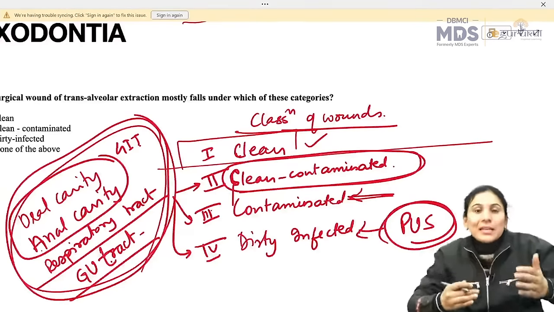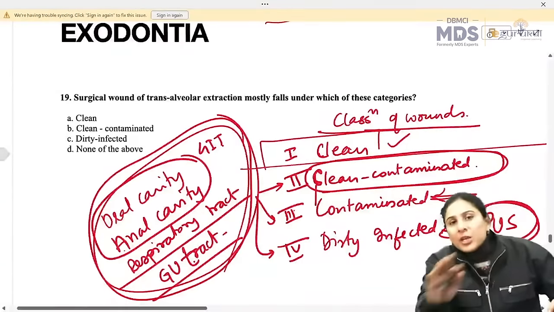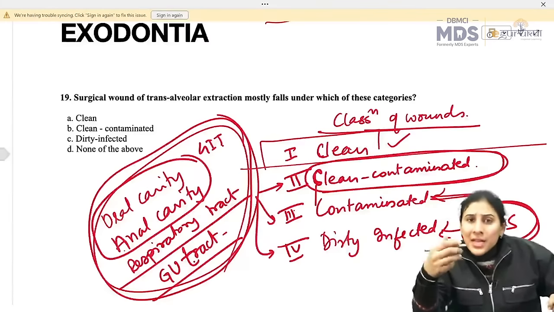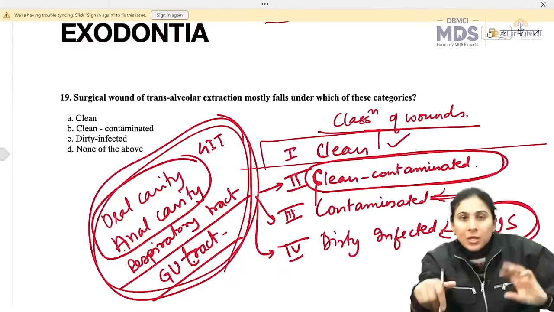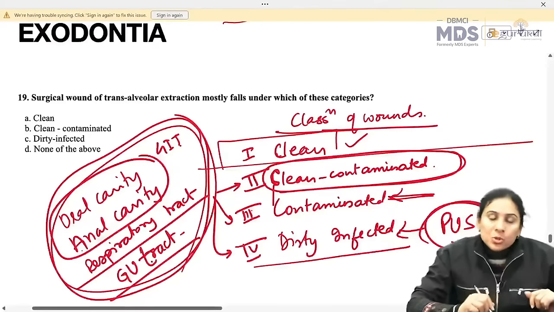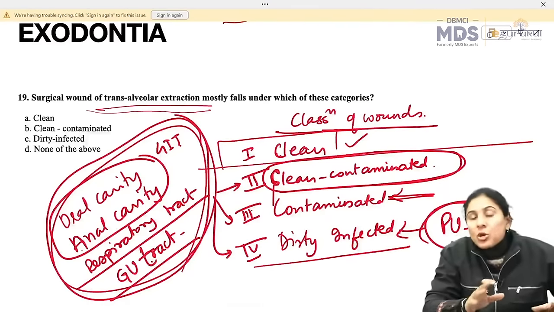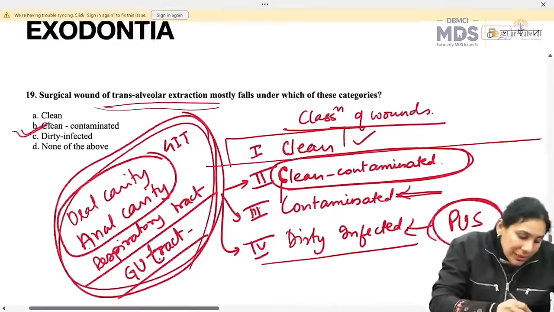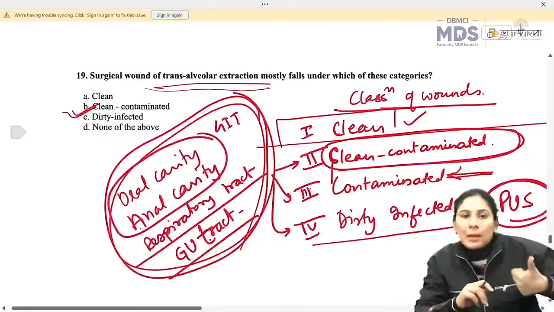Okay, so this is the general classification of wounds, and any oral wound can never be a clean wound because it is in the oral cavity. So most of the transalveolar extractions, unless it is associated with a space infection, if it has a space infection with it, it becomes dirty infected. Okay. So, if there is no mention of any pus, no mention of any contamination, then the classification will be clean contaminated. Yes, you are correct, macrophage. The correct answer is clean contaminated wound.